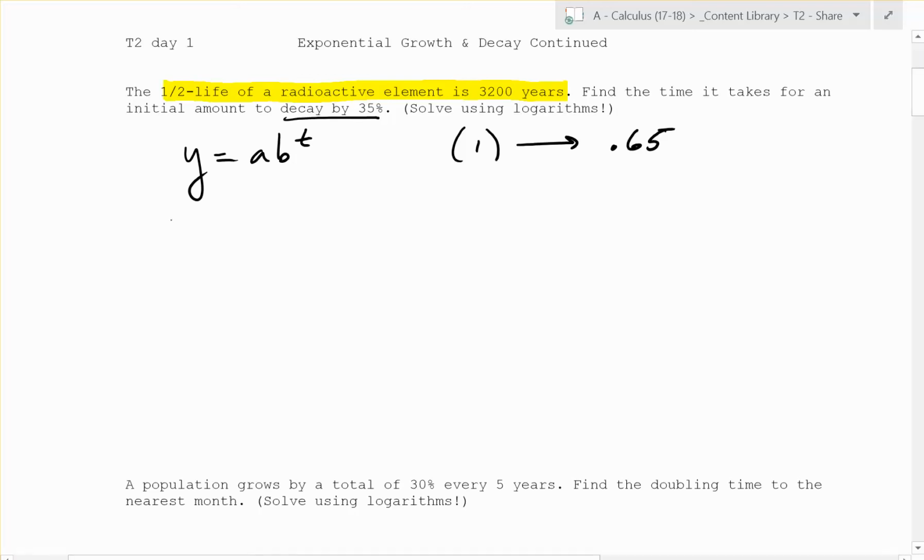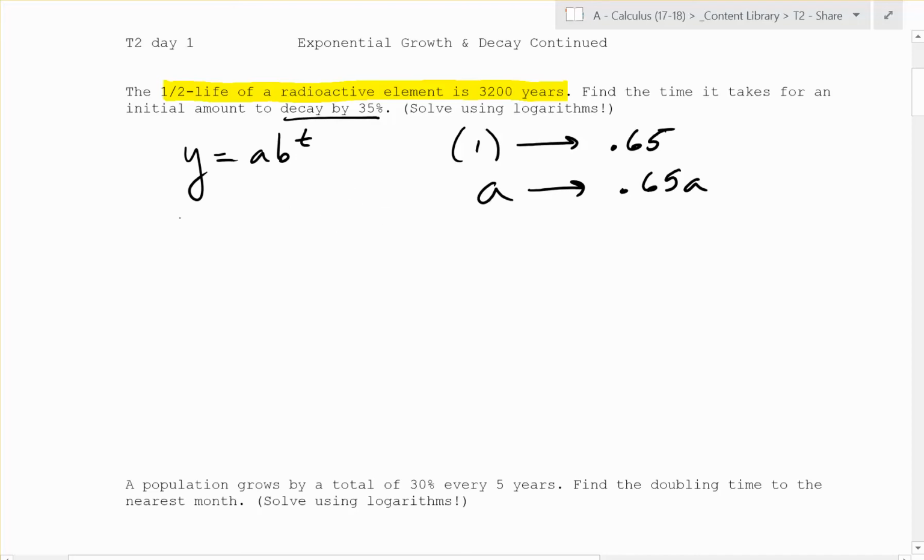So what this means is you will have 0.65 equals 1, the initial value, times b to the t. We're trying to find the b value here. And the way you can think of that in more general terms is if you started with A as your initial amount and you decreased it by 35%, that would be 0.65A.